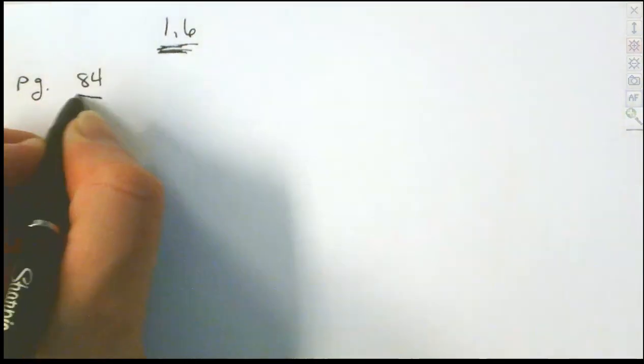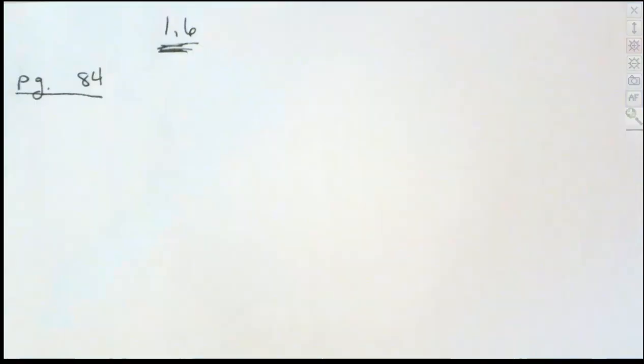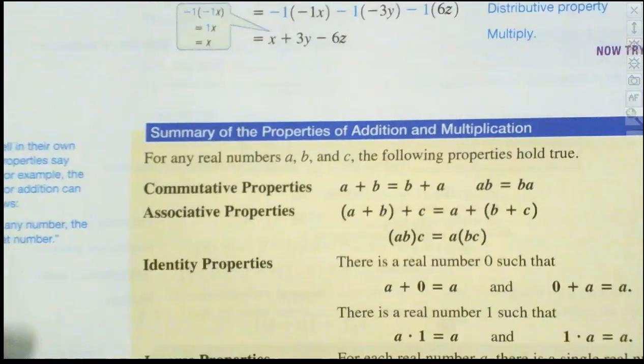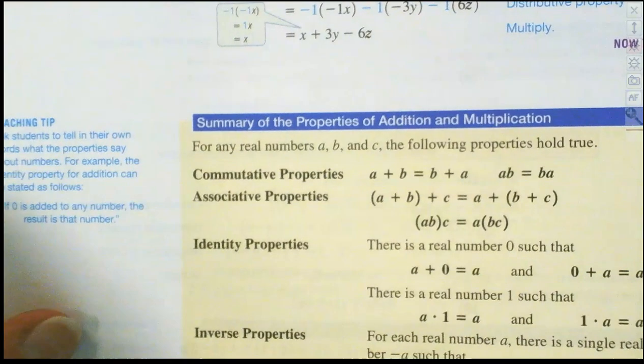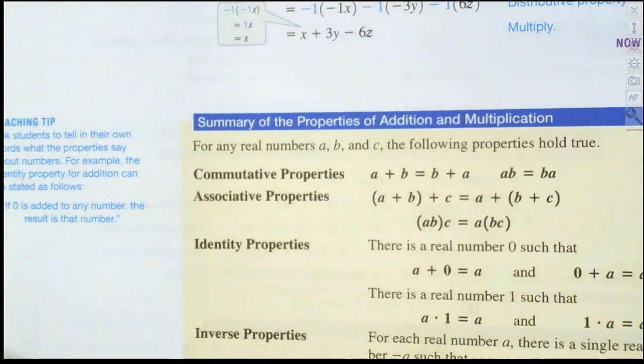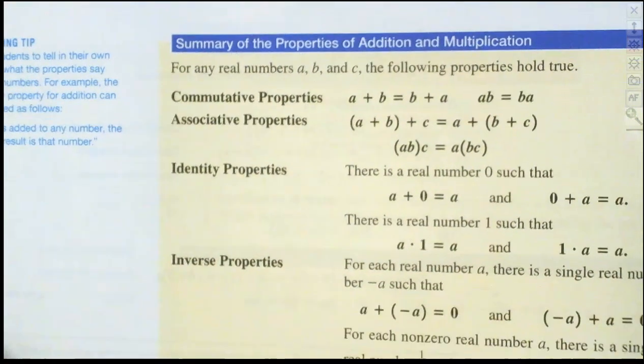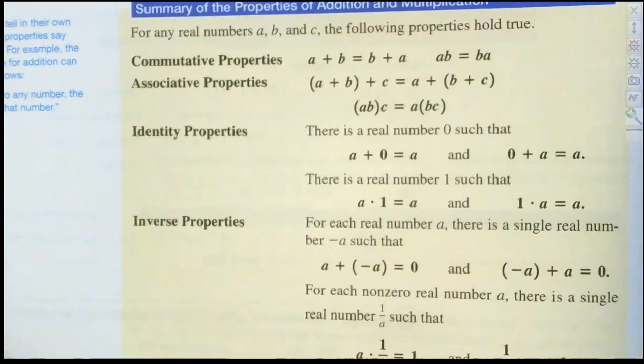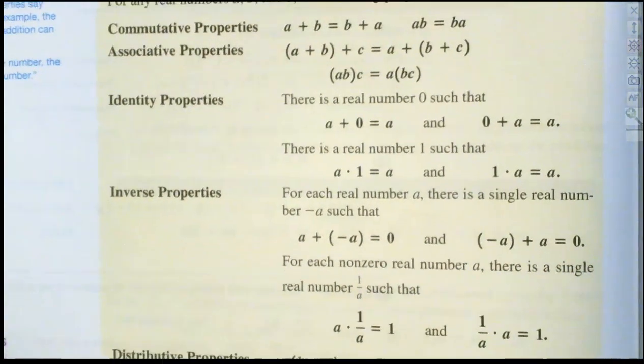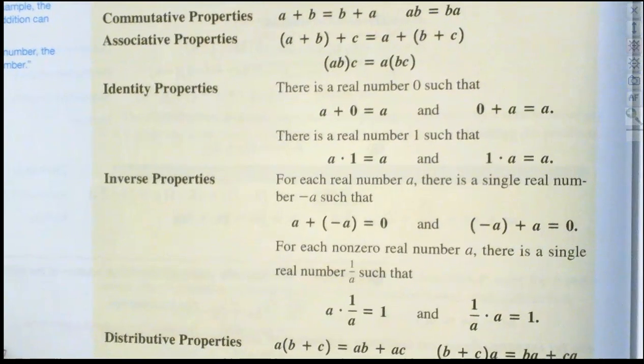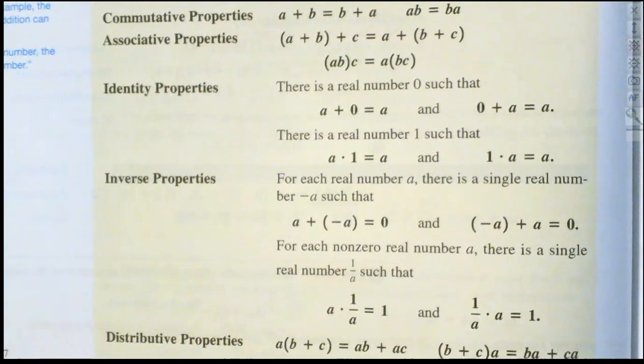84 at the bottom. We're going to go through each property, and then we're going to show examples of each property. So these are the properties, and this is on page 84. These are all the properties. We've got the commutative property, the associative property, the identity property, the inverse property, and the distributive property.